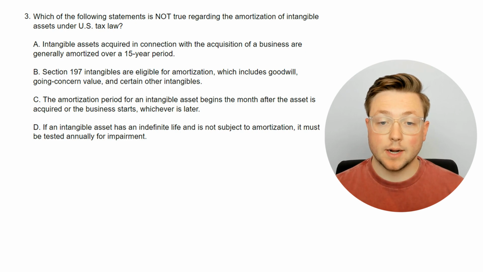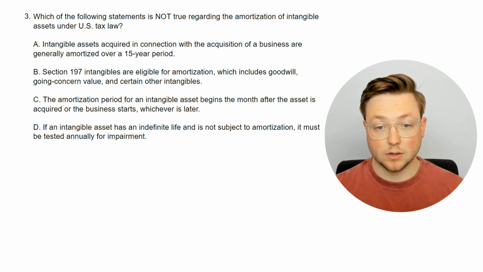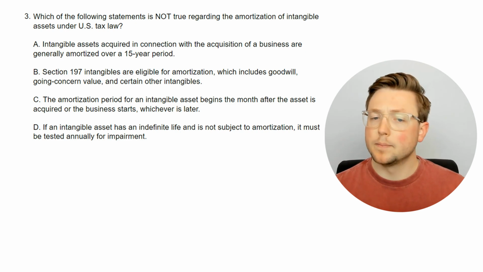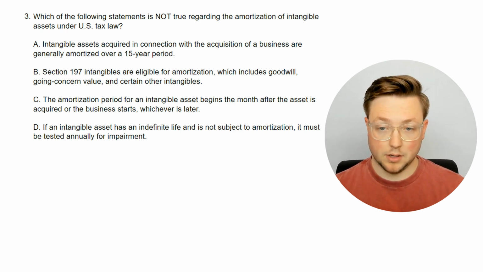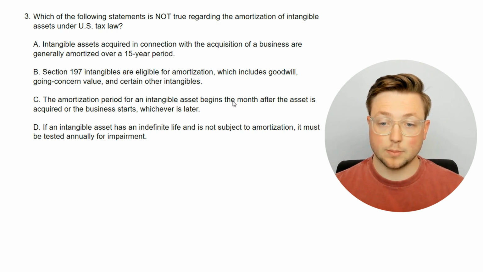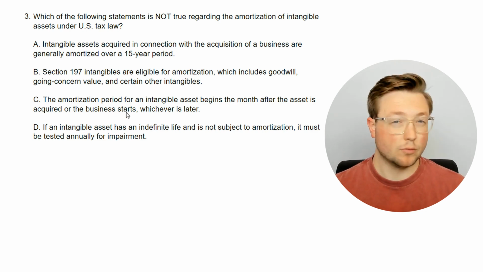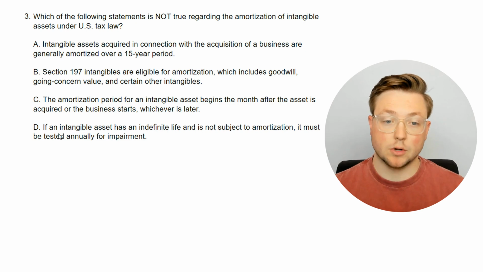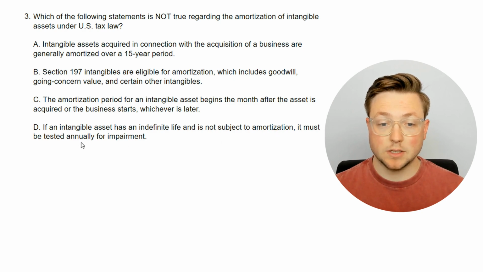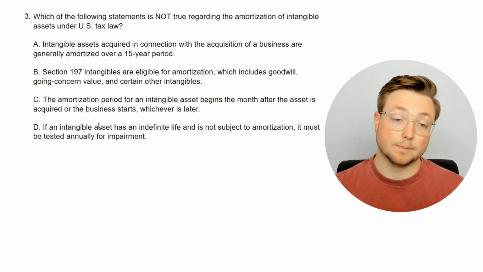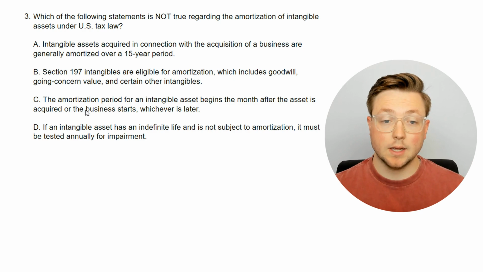The amortization period for an intangible asset begins the month after the asset is acquired or the business starts, whichever is later. Okay, from what we've seen, it seems like it starts in the month of, so not sure about this month after, but we haven't really learned a ton about that yet. So let's go ahead and read this next one. If an intangible asset has an indefinite life and is not subject to amortization, it must be tested annually for impairment. Okay, so we haven't covered these two yet.